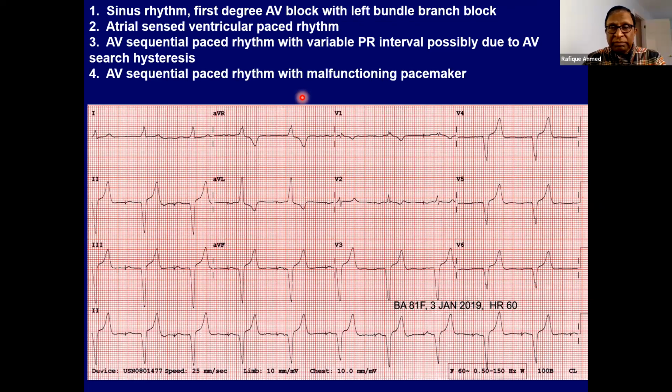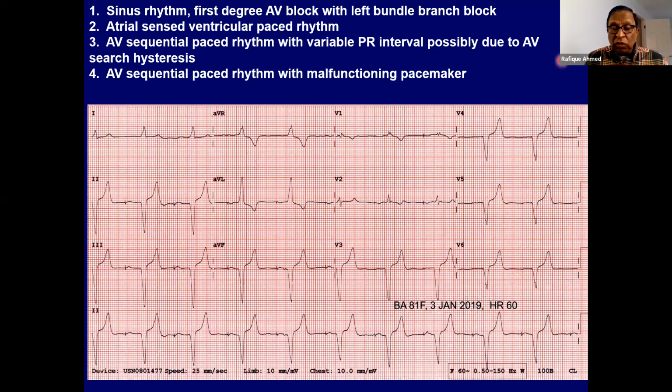Yeah, so the majority answered correctly. And B is not correct because there is always an atrial pacing spike before each QRS complex. So what's happening here, if you look at the PR interval, it is long here, and then gradually it gets short.